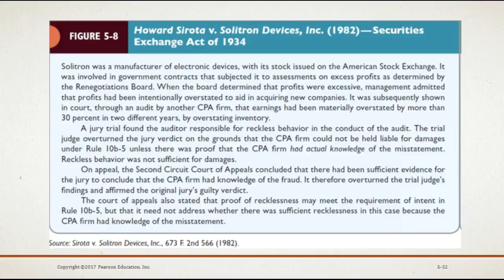In here, we have the summary of the Solitron Devices legal case where the Court of Appeals ruled that reckless behavior on the part of the auditor was sufficient to hold the auditor liable for violation of Rule 10b-5 of the Securities Exchange Act of 1934. As we have discussed this in the previous slide, we will move on to the next presentation slide. You can find figure 5-8 on page 127 of your textbook.